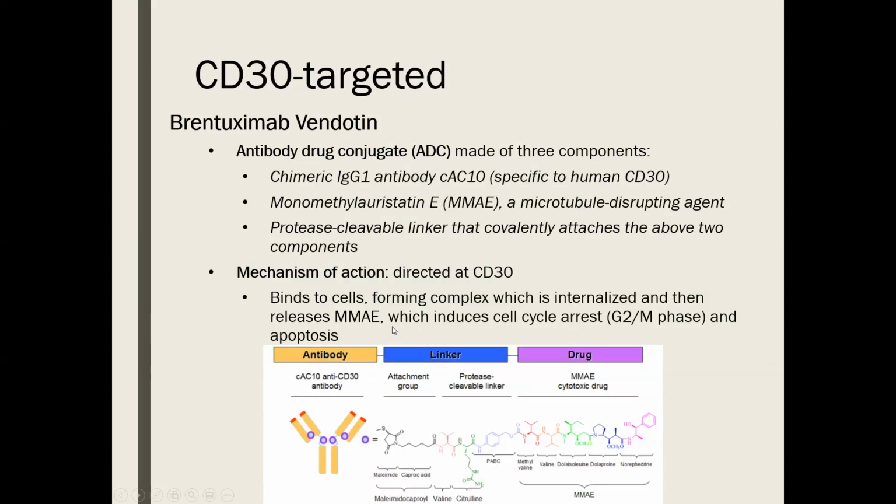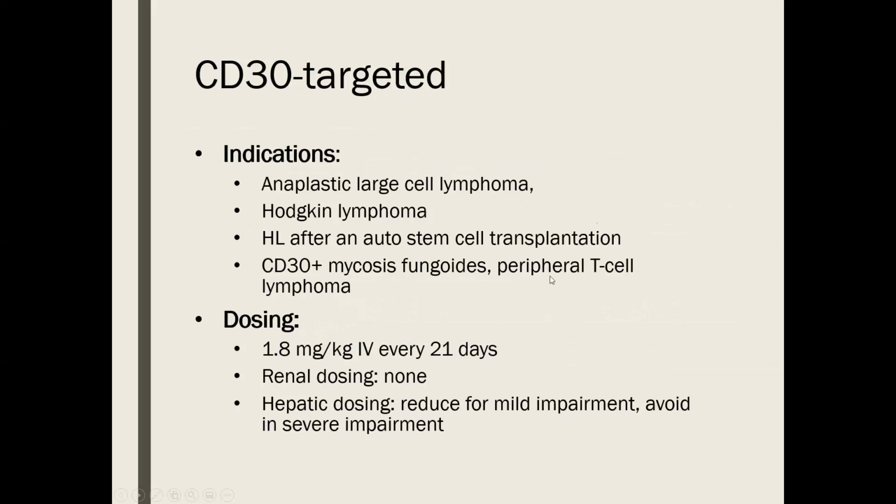This antibody-drug conjugate will bind to the cell, forming a complex. That complex is internalized by the cell, where the linker will be cleaved, releasing the microtubule-disrupting MMAE, leading to cell cycle arrest in the G2 or M phase and eventually cell apoptosis. The FDA-approved indications here are anaplastic large cell lymphoma, Hodgkin's lymphoma, Hodgkin's after autotransplant, as well as CD30-positive mycosis fungoides and peripheral T-cell lymphoma.